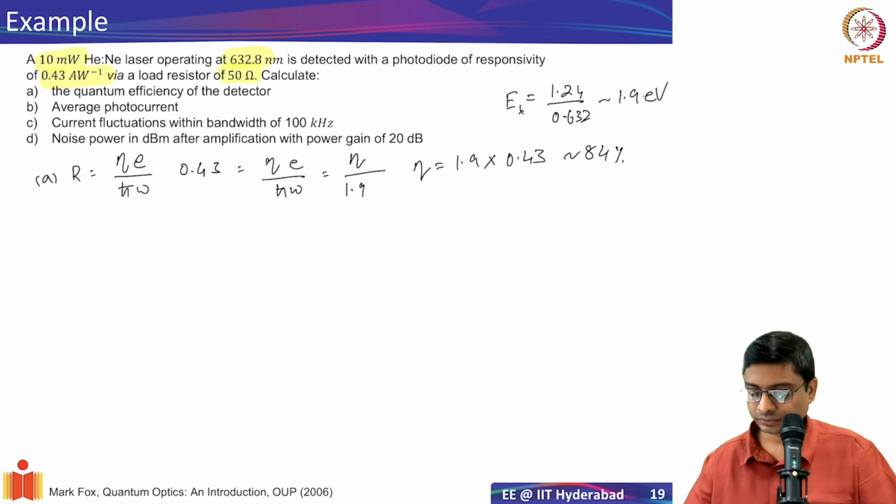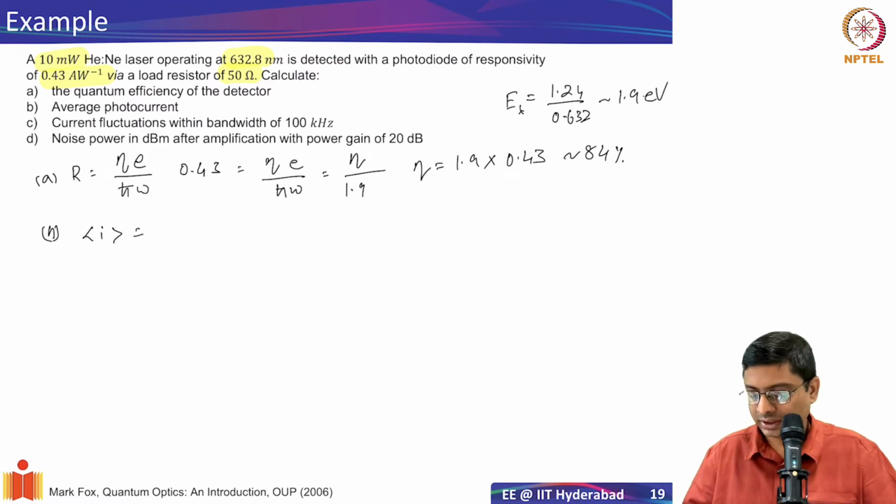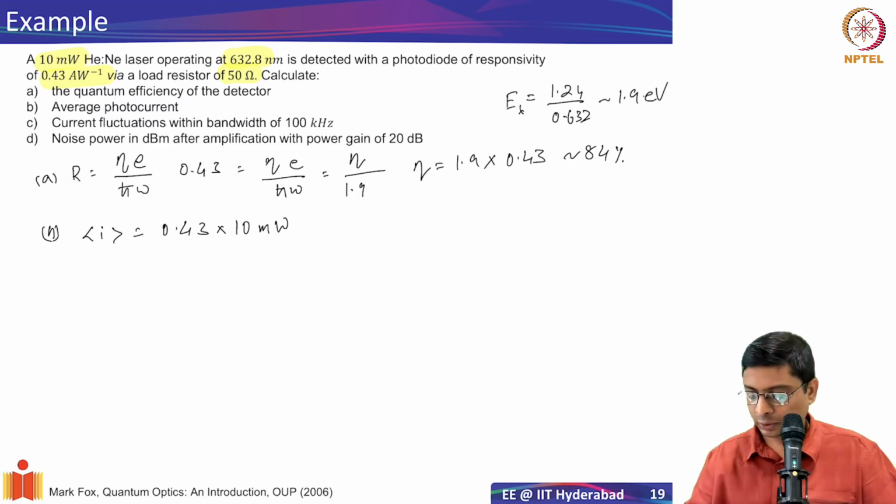Now the second question was, what is the average photocurrent? Average photocurrent we saw was simply going to be determined by responsivity. Once you know the incident power and the responsivity of the detector, you can calculate the average current. So current is simply the responsivity, 0.43, times the incident power, which is 10 milliwatts. So 4.3 milliamps is my current.